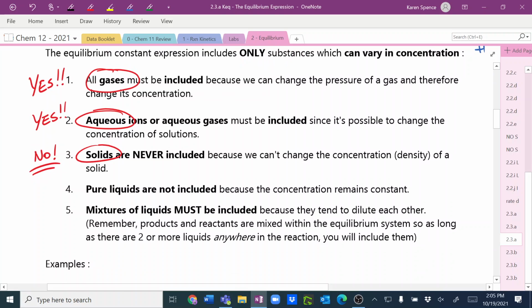Our next rule is the most important rule for liquids. Pure liquids are not included. So really, the rule for liquids is no. What's the rule for solids? No. What's the rule for gas? Yes. What's the rule for aqueous? Yes. What's the rule for liquids? No. 99.95% of the time, that is the rule for liquids.